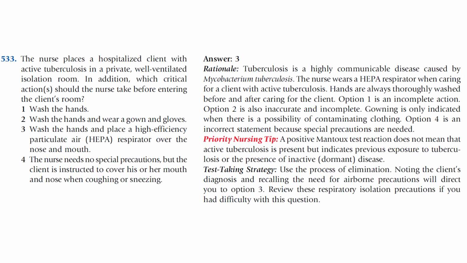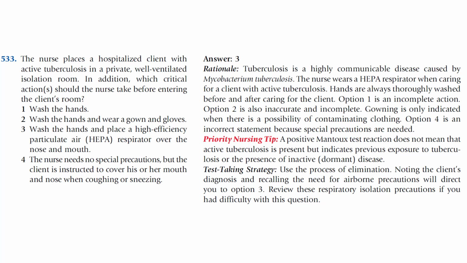533. The nurse places a hospitalized client with active tuberculosis in a private, well-ventilated isolation room. In addition, which critical action should the nurse take before entering the client's room? 1. Wash the hands. 2. Wash the hands and wear a gown and gloves. 3. Wash the hands and place a high-efficiency particulate air respirator over the nose and mouth. 4. The nurse needs no special precautions, but the client is instructed to cover his or her mouth and nose when coughing or sneezing. Answer: 3.